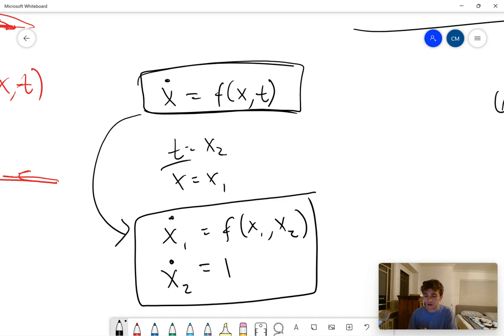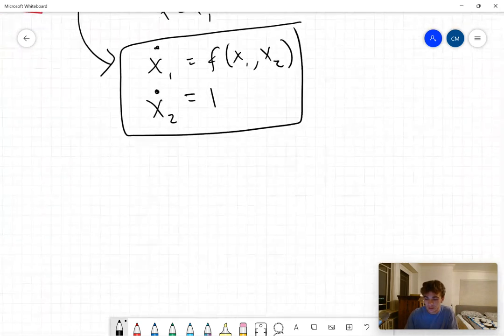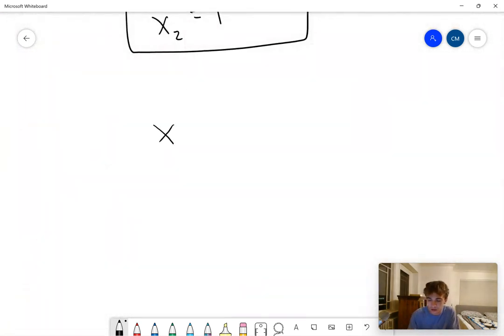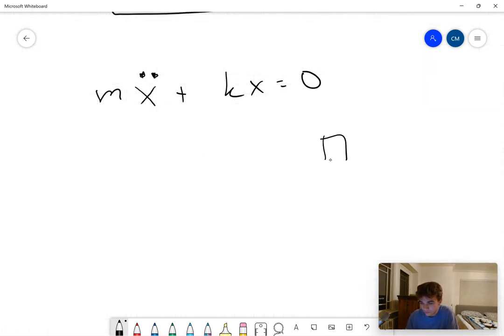This is a really important concept that's also used for second degree differential equations. We have m x double dot plus kx is equal to 0. So this is just an undamped oscillator. I don't know if y'all are familiar with an undamped oscillator, but it just looks something like this.